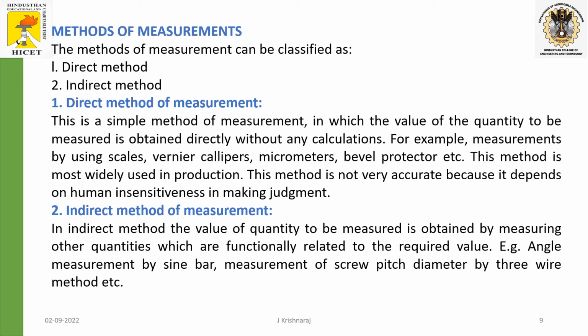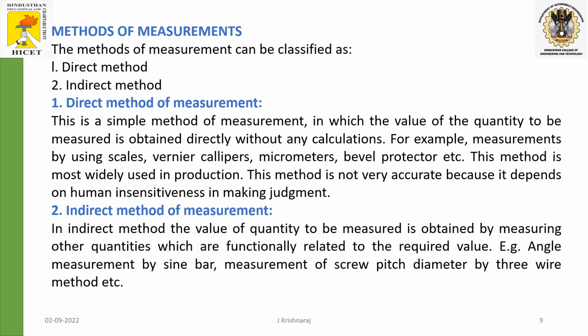Now, methods of measurements. What methods do we have for measurements? Commonly we have two methods, the direct method and the indirect method. In the direct method we can directly measure on the reference point. If we are supposed to measure some object, it is directly measured. The value or quantity is directly obtained without any calculations. Directly we can get the readings, like with a steel rule, vernier calipers, micrometers or bevel protractors. These are all direct measuring methods.